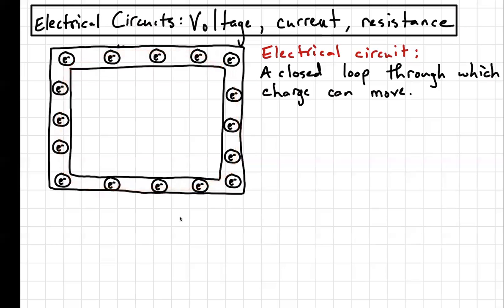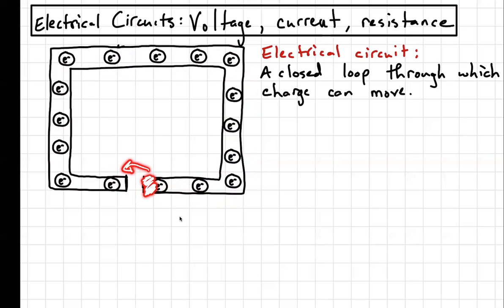Notice that this wouldn't work if the loop wasn't closed. So if I had something where there was a break in my loop and it was just almost a loop, with nothing in this little space, and I push on this electron again, which pushes on the next one, which pushes on the next one, there's nowhere for these electrons to go. They might get shoved a little bit further along and get piled up at this end, but they can't cross the gap.